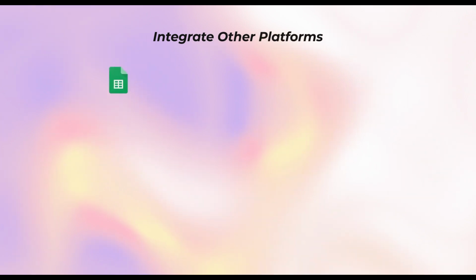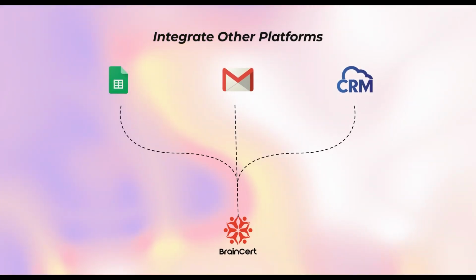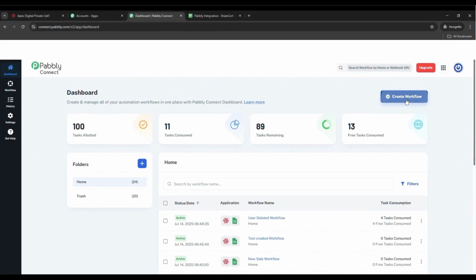Welcome to BrainCert. In this video, we'll walk you through how to integrate other platforms like Google Sheets, email automation tools, and CRMs with BrainCert action events using Pabbly Connect. Let's start by logging into your Pabbly account.